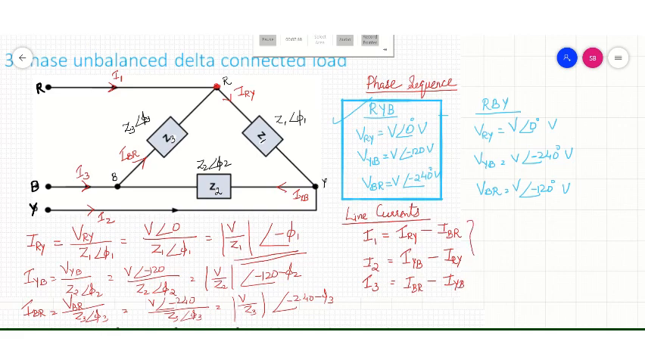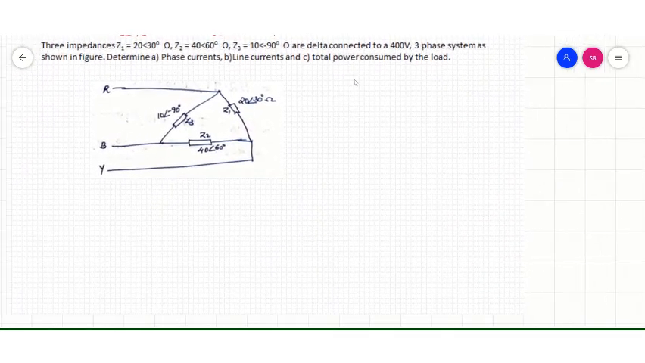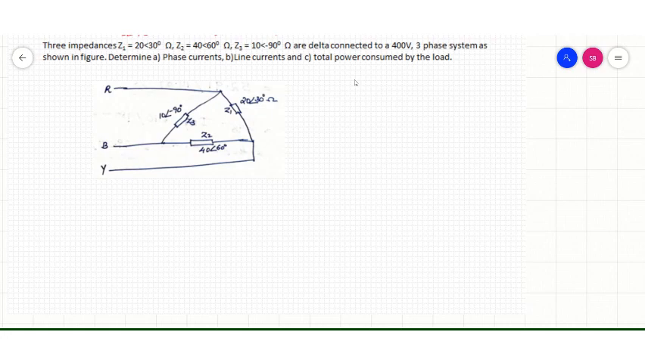While taking the difference between the phasors, you have to consider the phasor difference. This should be the phasor difference. Phase angle should also be considered. Now let's move to a problem. Three impedances Z1, Z2, Z3 are delta connected to a 400 volt three-phase system as shown in the figure. Now we have to determine the phase currents, line currents and total power consumed by the load.